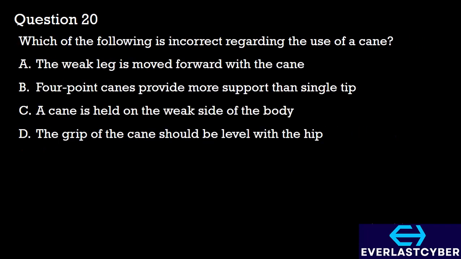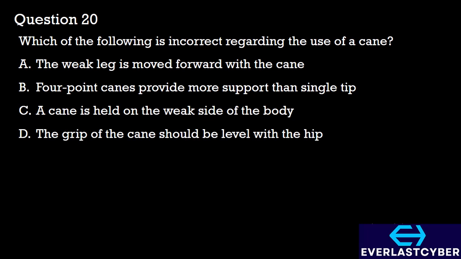Question 20. Which of the following is incorrect regarding the use of a cane? A. The weak leg is moved forward with the cane. B. 4-point canes provide more support than single tip. C. A cane is held on the weak side of the body. D. The grip of the cane should be level with the hip.